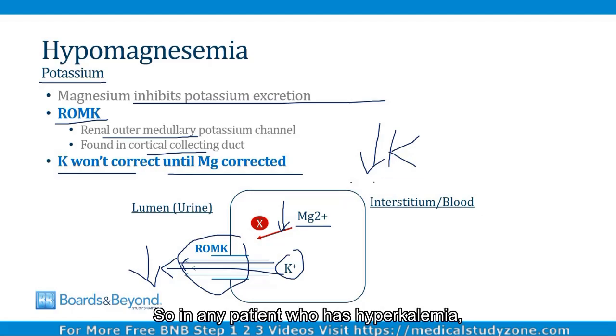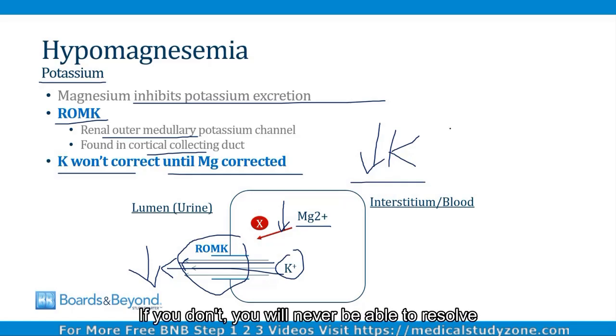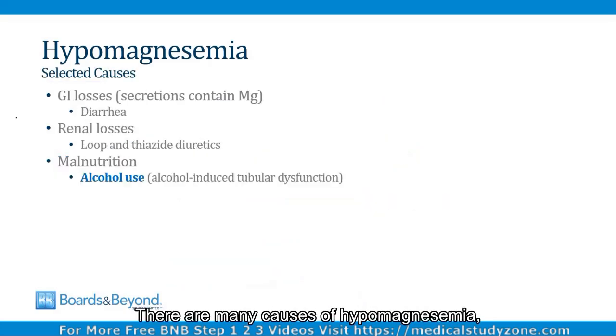So in any patient who has hypokalemia, one of the things you want to do is check the magnesium level and make sure you correct that if necessary. If you don't, you will never be able to resolve the hypokalemia. There are many causes of hypomagnesemia. I've written some important ones on this slide.